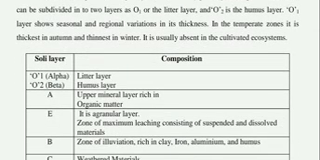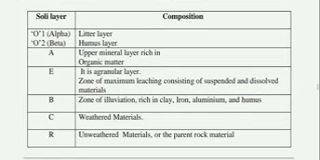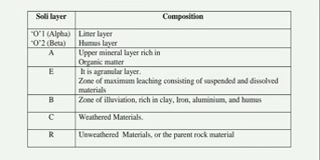Soil layers: O1, O2, litter layer, humus layer. A, upper mineral layer rich in organic matter. E is a granular layer, zone of maximum leaching, consists of suspended and dissolved materials. B, zone of eluviation rich in clay, iron, aluminium and humus. Then weathered minerals, unweathered minerals or the parent rock material.